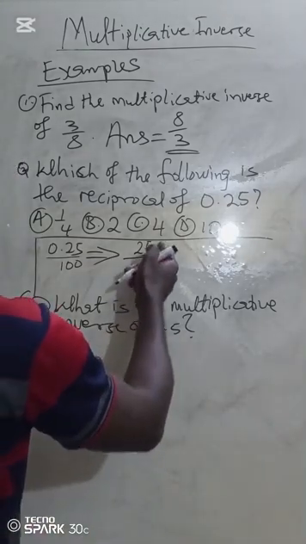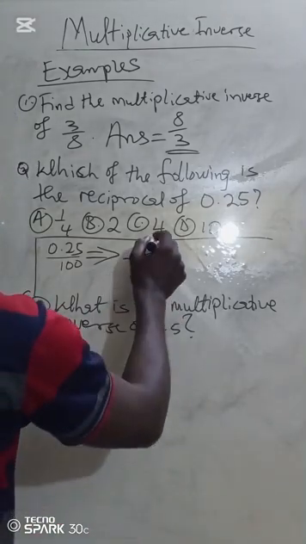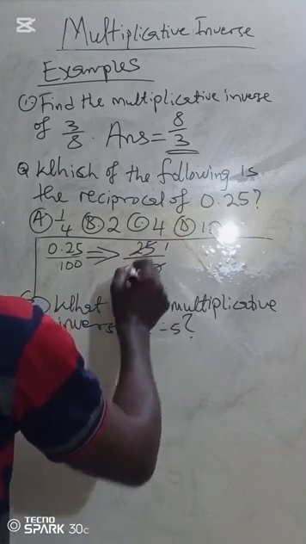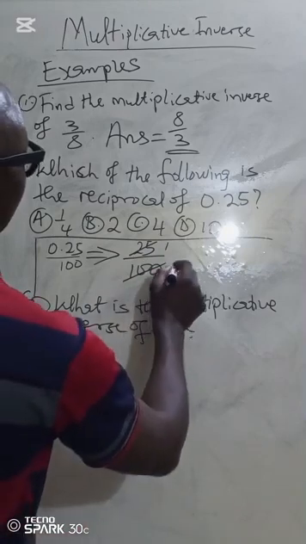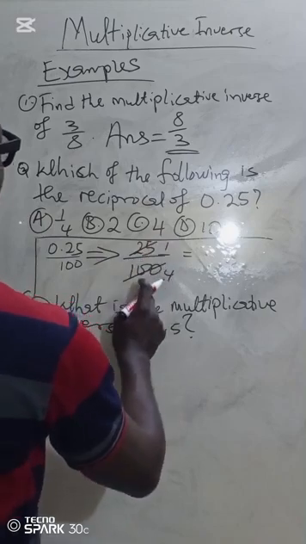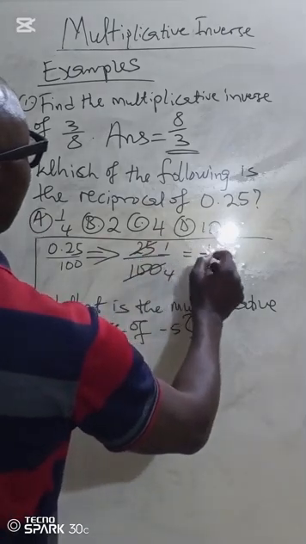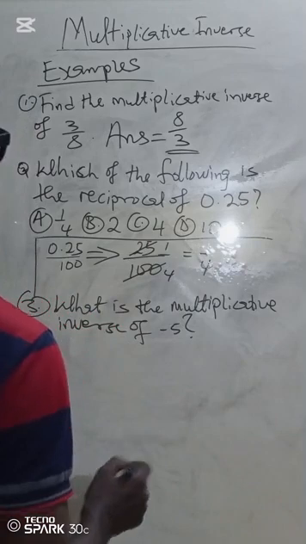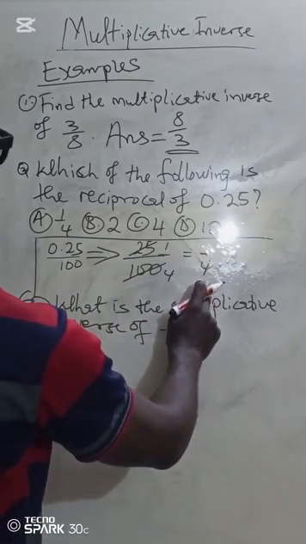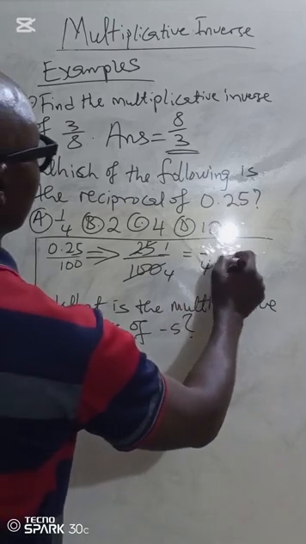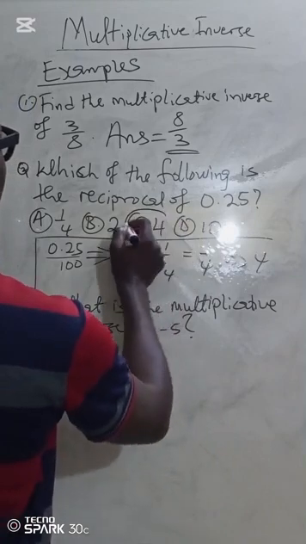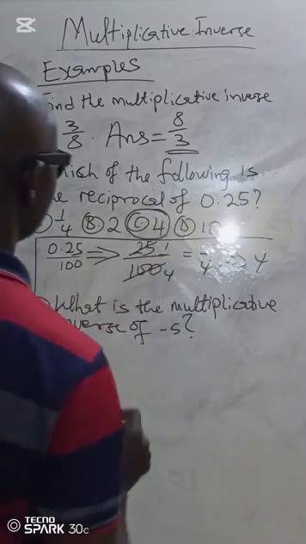You look for the common factors. So 25 here, 1. How many 25 do we have in 100? 4. So the lowest term of 25 divided by 100 is 1 over 4. Okay? Then what's going to be the multiplicative inverse of 1 over 4? The multiplicative inverse of 1 over 4 is 4. So our answer is C.